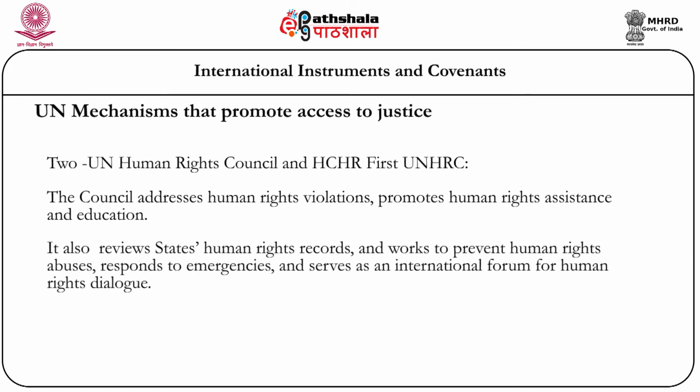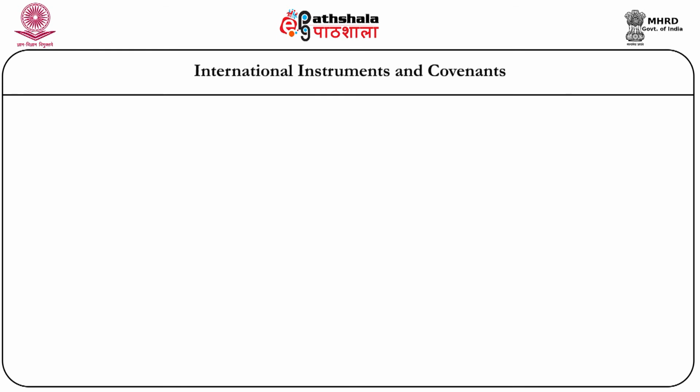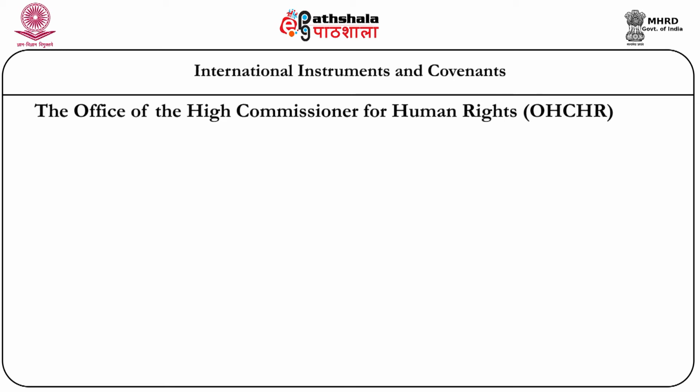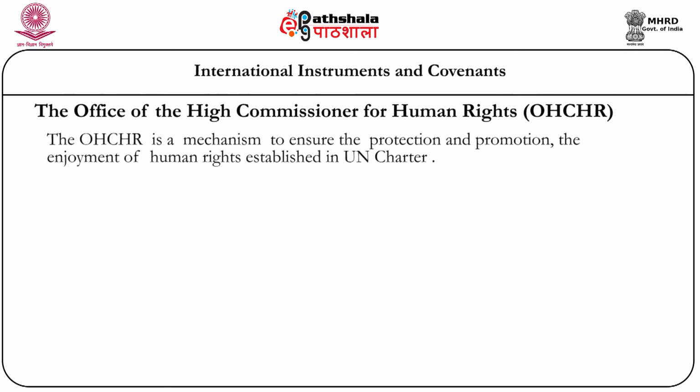It also reviews states' human rights records and works to prevent human rights abuses, responds to emergencies and serves as an international forum for human rights dialogue. The next mechanism is the Office of the High Commissioner for Human Rights. This mechanism ensures the protection and promotion of the enjoyment of human rights established under the United Nations Charter. It does facilitate access to justice.